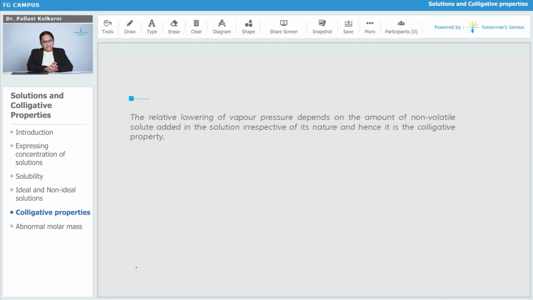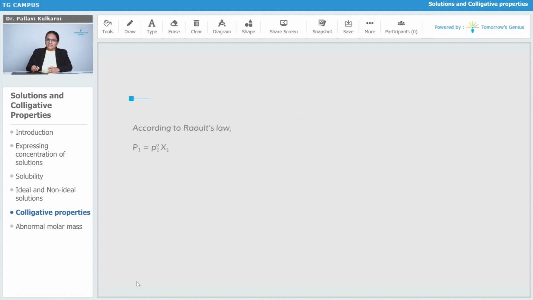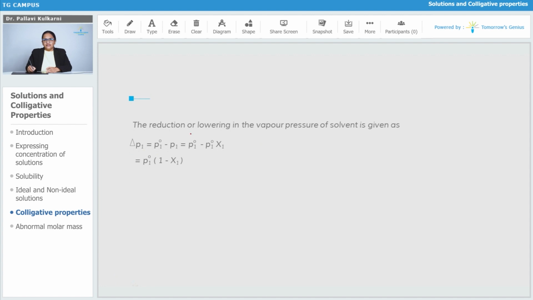Now this lowering of vapor pressure expressed relative to the pure vapor pressure is called the relative lowering of vapor pressure. It depends only on the number of particles and not on the nature. Therefore, it is a colligative property. Let us see the mathematical expression for RLVP. According to Raoult's law, the partial pressure of component 1 is equal to the vapor pressure of pure component 1 into the mole fraction of component 1.